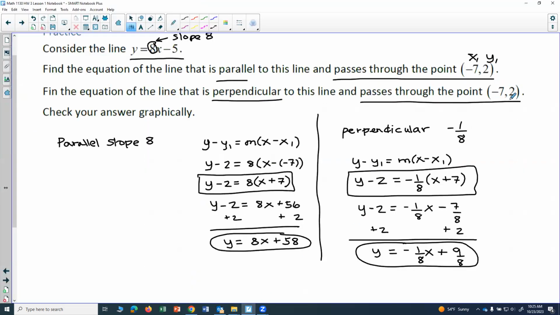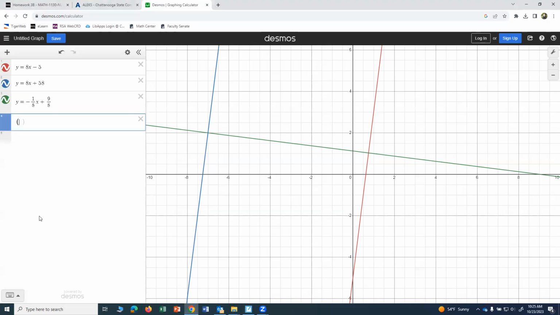The point was negative 7, 2. So I'll come back to Desmos. I'm going to put in parentheses negative 7, comma 2. And then I'm going to click the box that says label. And so I can see that the y equals 8x plus 58 is parallel to the red line, and it goes through the correct point, negative 7, 2.